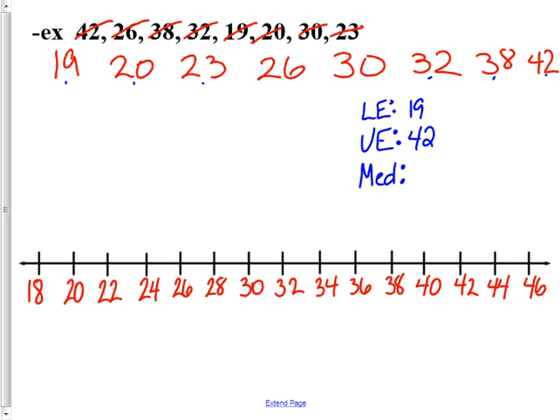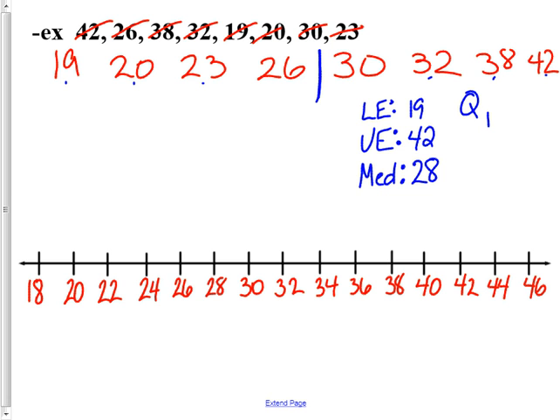So instead, it has to be between those two. Remember how we find the median? We can add together 26 plus 30, which is 56. Divide that by 2, and you get 28. So the median is 28. 28 is exactly in the middle of 26 and 30.